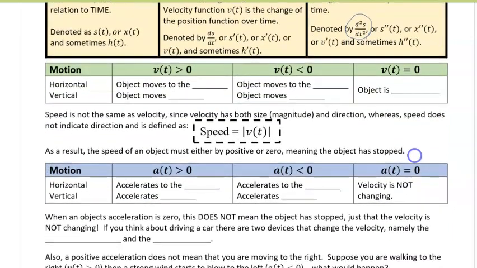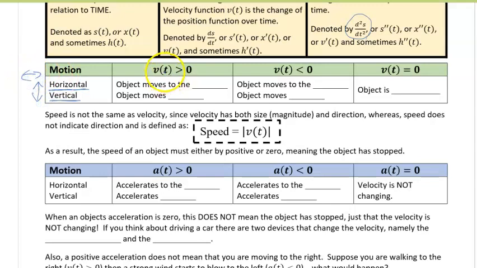Okay, so what does this mean? Motion. We can have two types of motion. We can have horizontal, so left and right, so we talk about a particle moving to the left or a particle moving to the right, or we can have vertical, a particle moving up or down. So left or right, up or down.